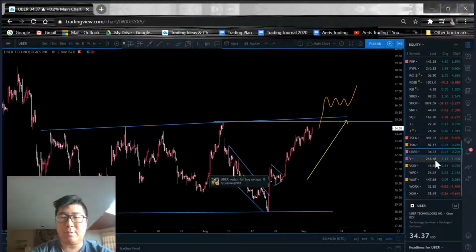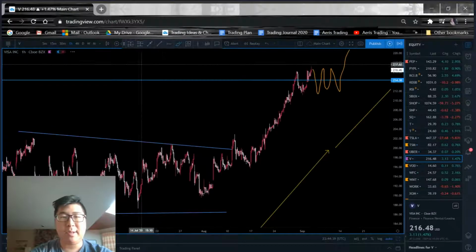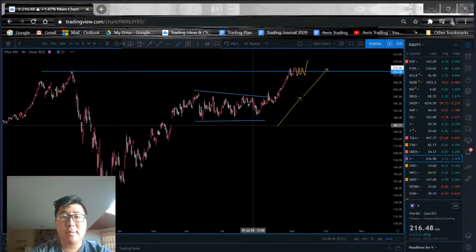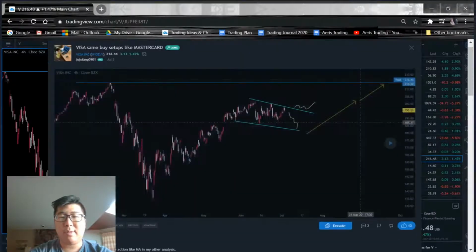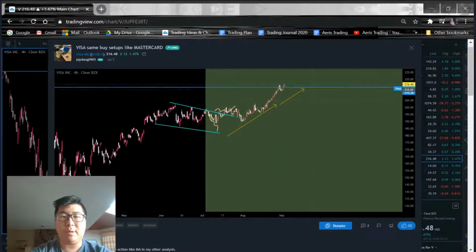Okay, that's Uber. Visa updates. Visa update, same thing as MasterCard. We already hit the all-time top now. So again, it's pretty much similar price action like MasterCard. Wait for a correction here to buy.